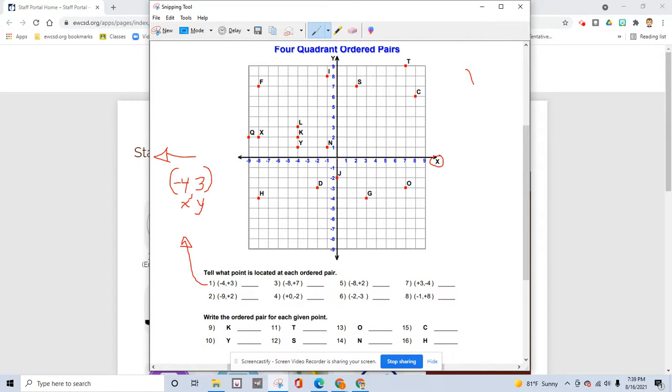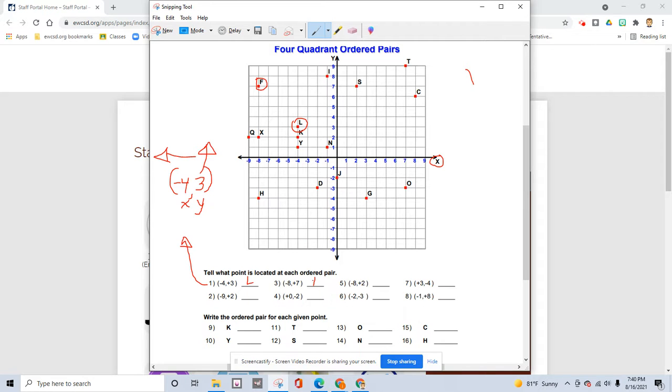You can see my point. I'm going this way 4, and I'm right here. And then I'm going to go up 3. So I go to the left 4, up 3, and I get to this point right here, the letter L. Okay? So let's go to the next one. -8, +7. I go all the way this way to -8 and then +7. Guess where my letter is? Right here. It's super important that you start to get the hang of this, okay?